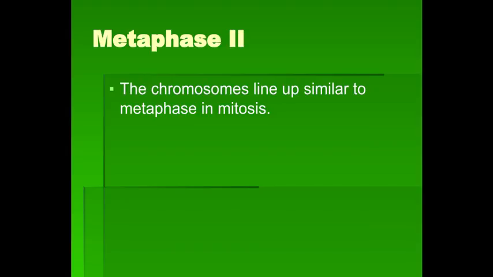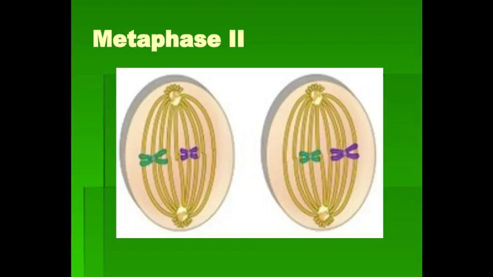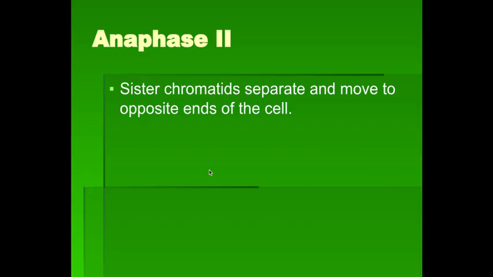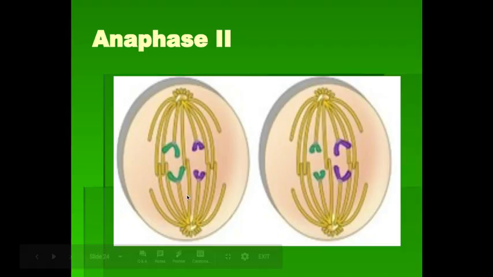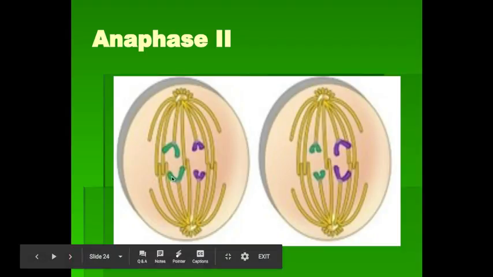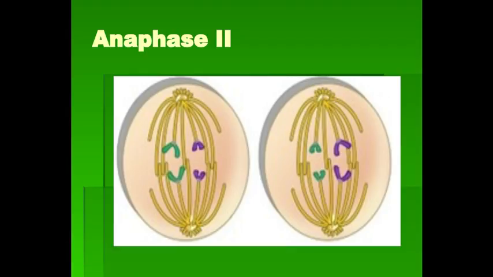Then we're going to go into metaphase 2, and just like metaphase of mitosis, we have our chromosomes lining up in the middle of the cell, and those spindle fibers are attached so that we can move into anaphase 2. The sister chromatids in anaphase 2 separate and move to opposite ends of the cell, and we see how those chromosomes are being pulled apart into their sister chromatids.